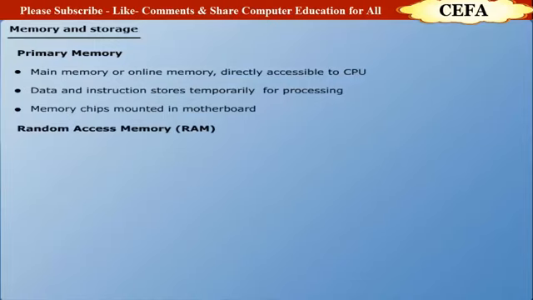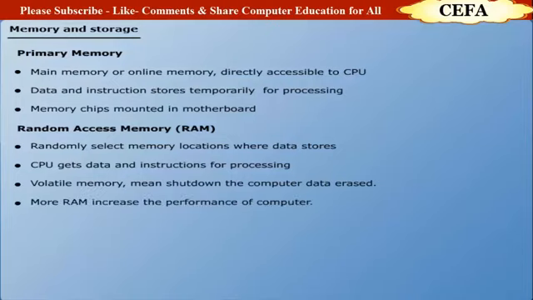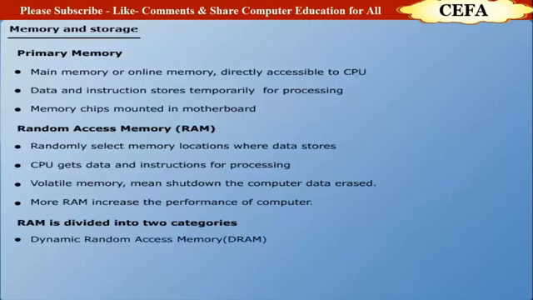Random access memory or RAM. Random access memory randomly selects memory location where data can be stored. CPU gets data and instructions for processing, and after processing, CPU stores results in this memory. RAM is also called volatile because when a computer system is shut down, all the data existing in memory is erased. More RAM increases the performance of the computer. RAM is further divided into the following categories: Dynamic Random Access Memory or DRAM, Static Random Access Memory or SRAM.